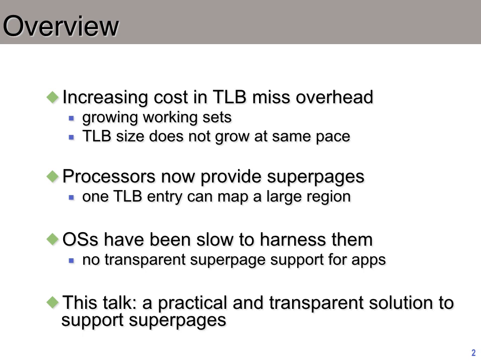By doing so, each TLB entry can now translate a larger page and hence a larger portion of the virtual memory. Unfortunately, at the time this paper was written, most operating systems were slow to harness large pages or superpages. And in particular, user level applications did not have a transparent mechanism to benefit from these superpages. So this paper was the first one to address this problem, which is how user level applications can transparently benefit from using superpages and hence lower TLB misses during their execution.